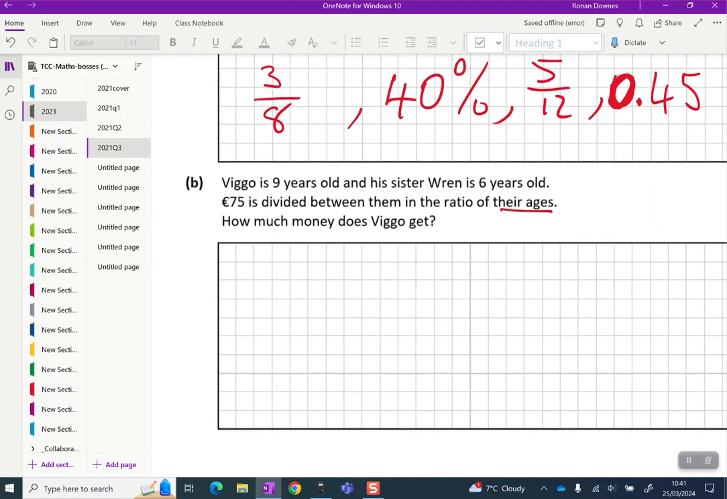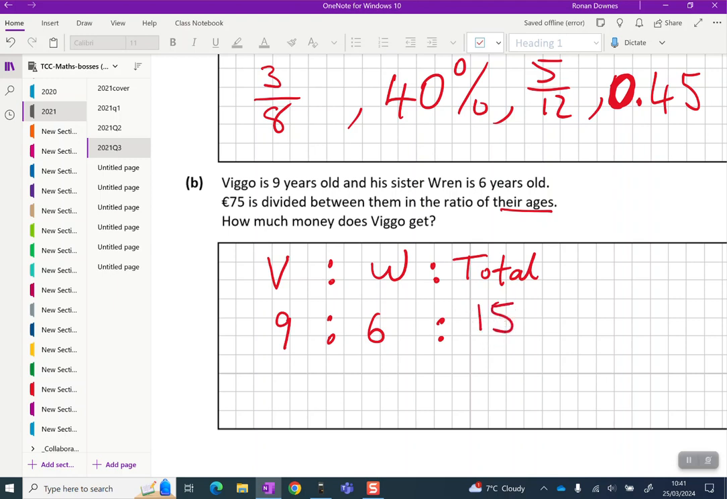Okay, so we're going to set up a proportion here with the money for Vigo and the ages for Vigo on the left and Ren represented on the right. Okay, and we'll put the 2 dots between them. So let's write their ages: 9 and 6. And if you add those ages together, you will get a total. And the total is 9 plus 6 is 15.